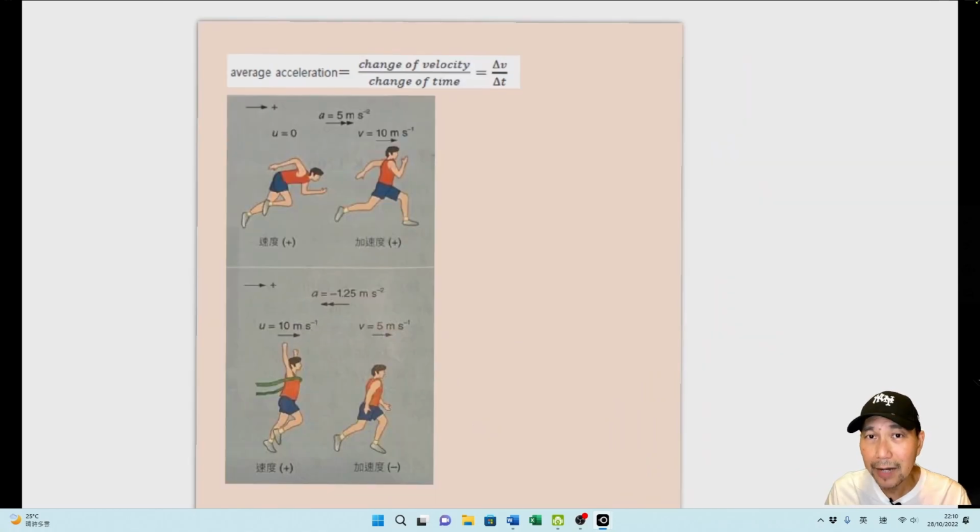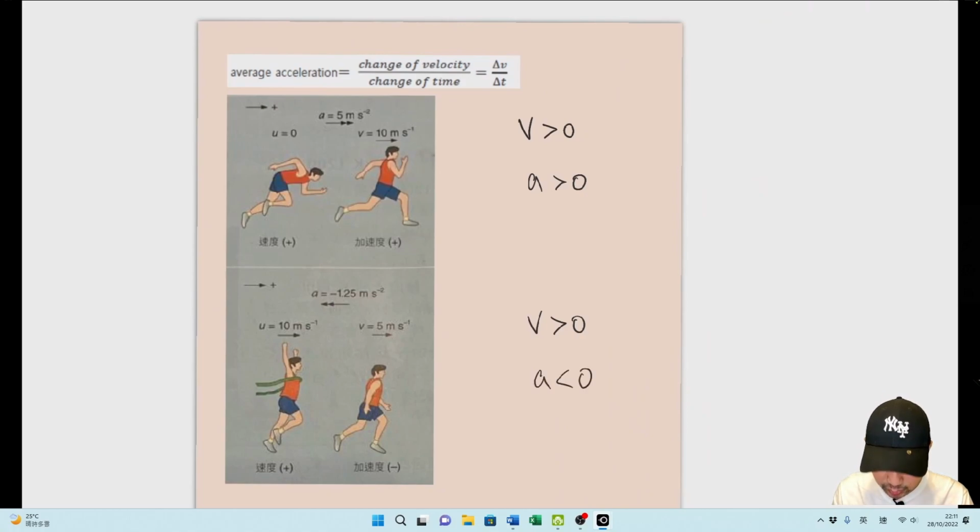Let's make clear the sign of velocity and acceleration. For this one, he starts to run, so the final velocity is bigger than 0. Then, because at the beginning of the race he accelerates, acceleration is bigger than 0. In the second diagram, he's still running, but he slows down, so in this case velocity is bigger than 0, but because he slowed down, acceleration is less than 0.